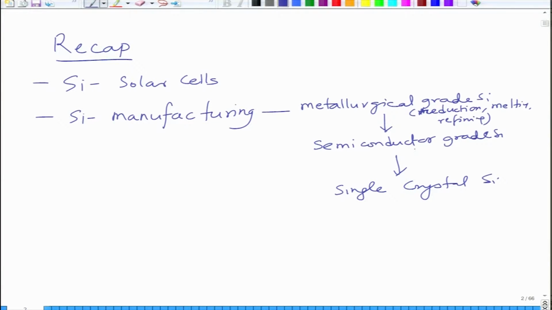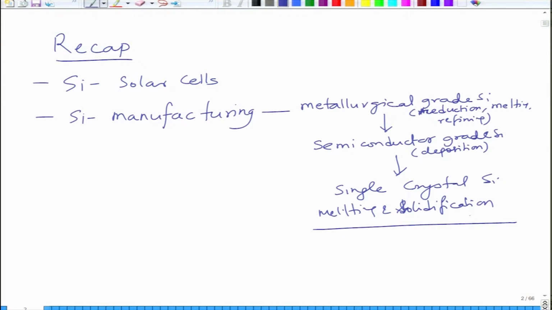and this stage is more about deposition of silicon from SiHCl3, which converts into a purer form of silicon, and then we have melting and solidification to form single crystal silicon. At this stage we have polysilicon, which is polycrystalline in nature, and then it is converted to a single crystal. As you go from metallurgical grade to semiconductor to single crystal silicon, the cost keeps increasing, and this is the major reason why silicon is expensive.